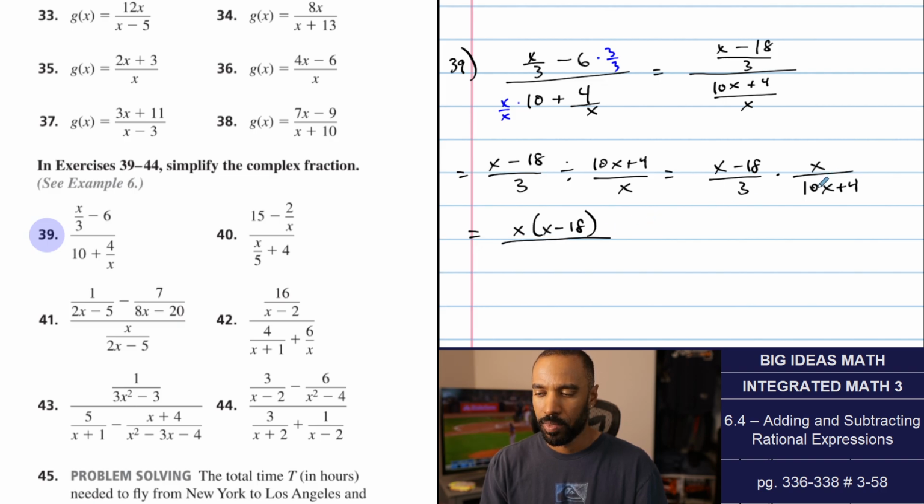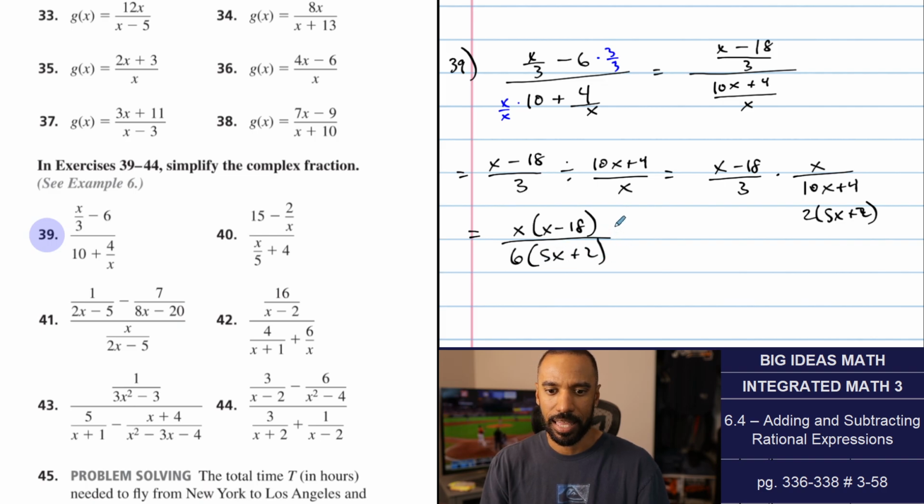And on bottom, this can factor into 2 times 5x plus 2, and 2 times 3 is 6, so it becomes 6 times 5x plus 2, like that. And then that's as much as I can leave it into. I'm going to leave it like that there.